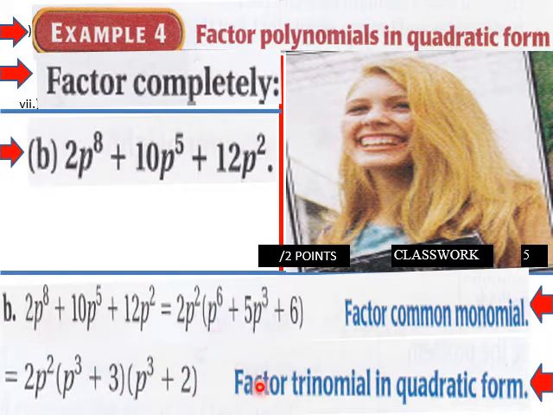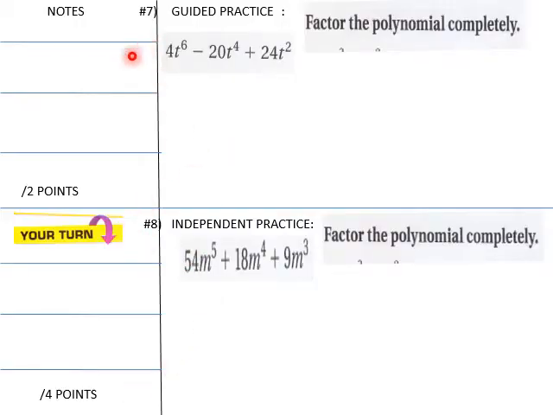And then this here, we factored a trinomial in quadratic form. So we have p cubed plus 3, and then p cubed plus 2. That's how we can factor this trinomial here. And that's how that would be. So we're basically using two binomials as in a prior term.